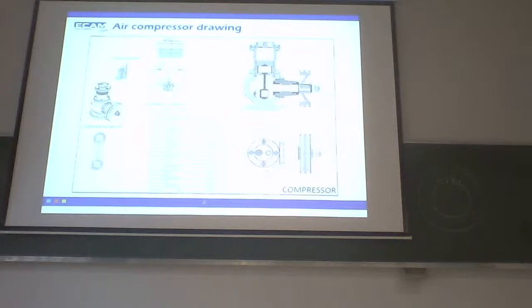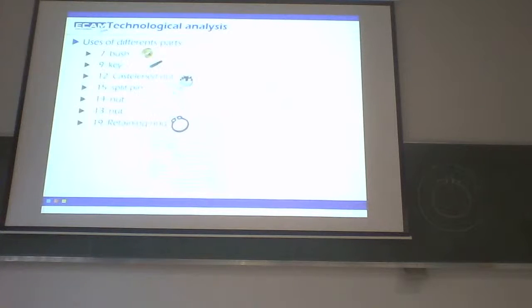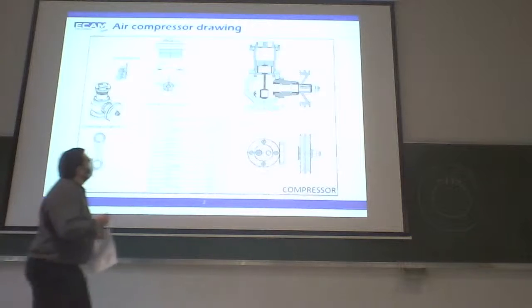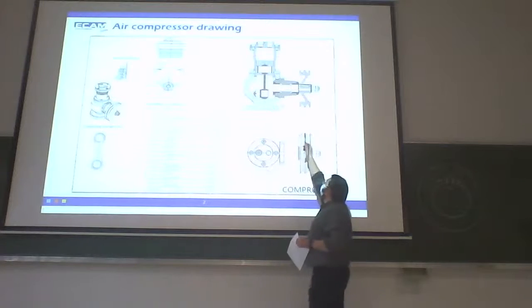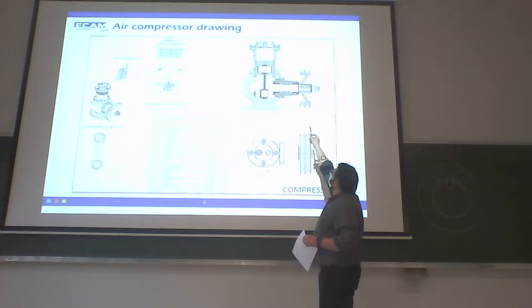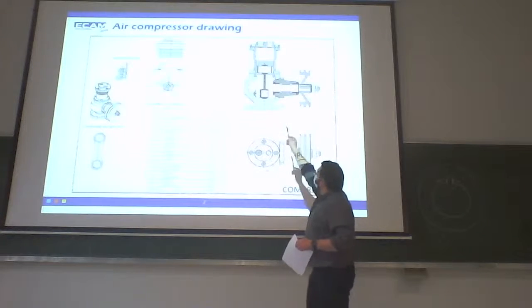To help you read this drawing, you need to ask yourself the use of the different parts. I list the parts for you. So look at part 7, the bush. First question: how many bushes 7 do you find on this technical drawing? The first one is here, the black part indicated by 7. The second one is at the opposite.